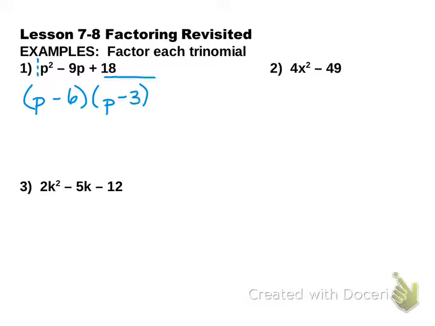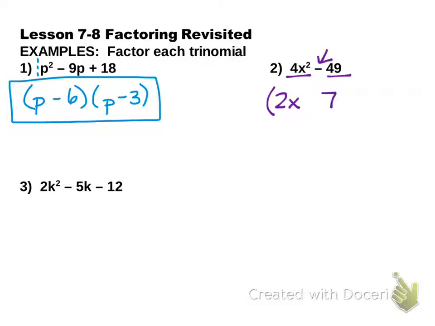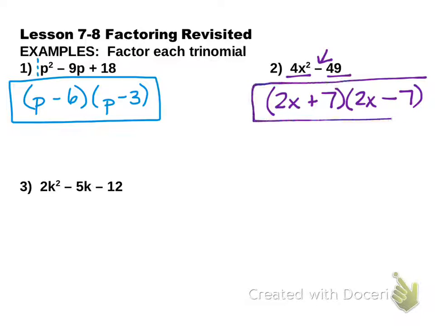Moving on to the second one, we have a difference of squares. Remember, it has to be subtraction. This is a perfect square. This is a perfect square. We take the square root of the first and square root of the second, plus, minus. There we go.